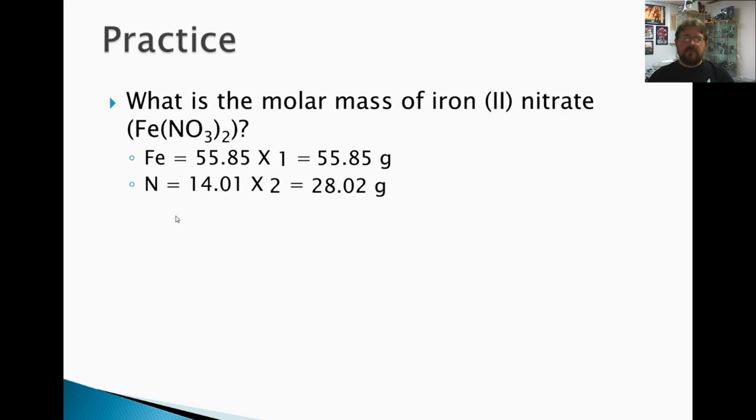That's nitrogen. Our last one is oxygen. Now we know from before, oxygen is 16.00 times how many are there? Well, there's a 3 next to it, but then there's a 2 outside the parentheses. So how are we going to do that? Just like in math. Take the number outside the parentheses, multiply it by what's in there. 2 times 3 is 6. 16.00 times 6 is 96.00 grams.